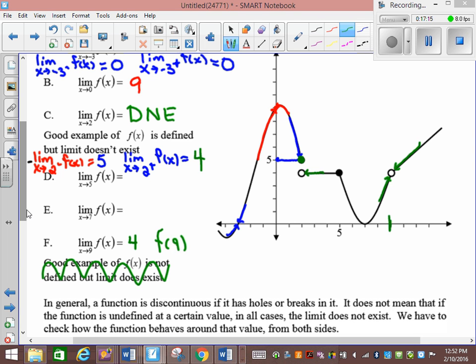Does not exist. It's an open dot. There is no value at 9. So here's an example where the limit doesn't exist, but the function does, because f of 2 equals 5. And here's an example where the limit exists, but the function doesn't. Make sense?